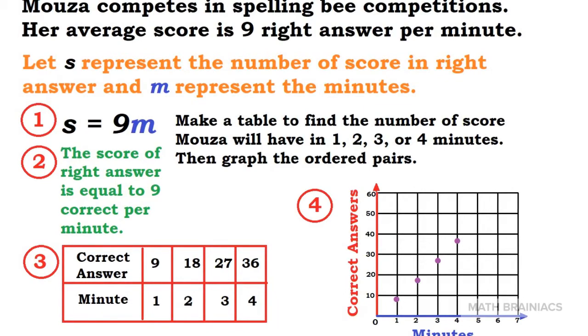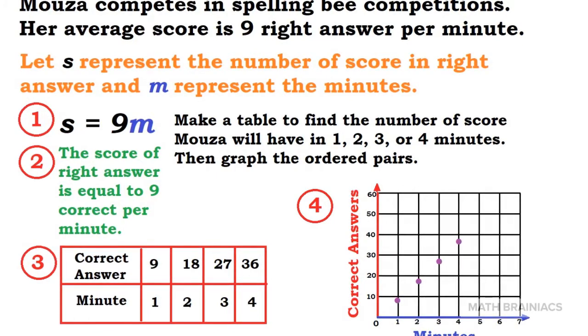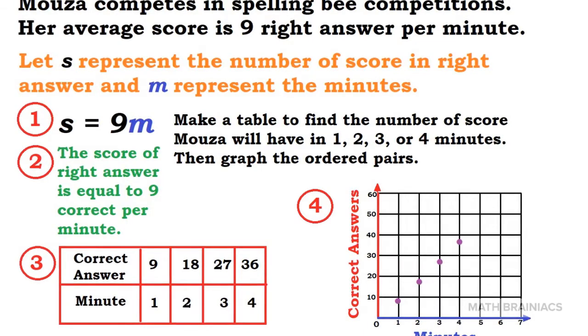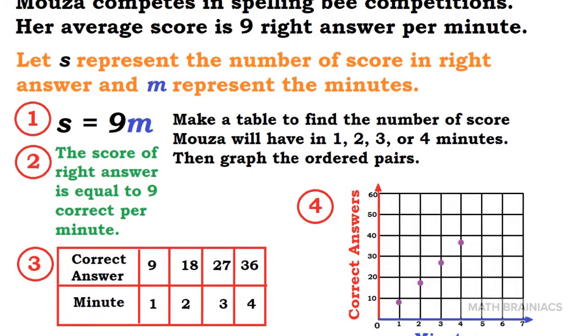On graphing the ordered pairs, the minutes is on the x-axis and the correct answers is on the y-axis. Accordingly, when x is 1, y is 9. When x is 2, y is 18. When x is 3, y is 27. And when x is 4, y is 36.